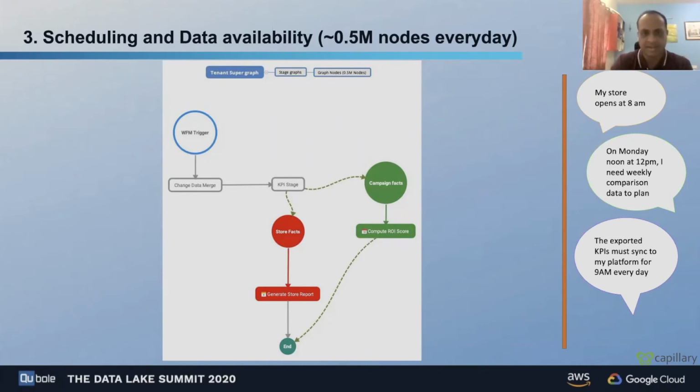Now, in this one, the red one that you see is the critical path in the system because the store report needs to be generated at 8 a.m. in the morning. Hence, the predecessor node, the store fact computation, becomes higher priority compared to the green ones, which is campaign facts, because campaign is needed probably at the end of the week. So think of a graph which is the size of 0.5 million nodes and also has a great depth. How do you schedule those nodes?